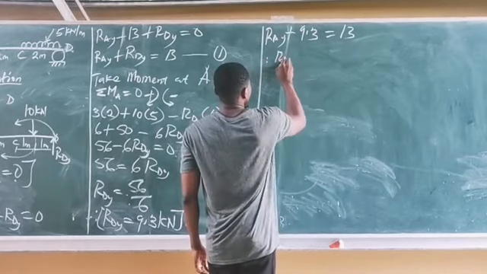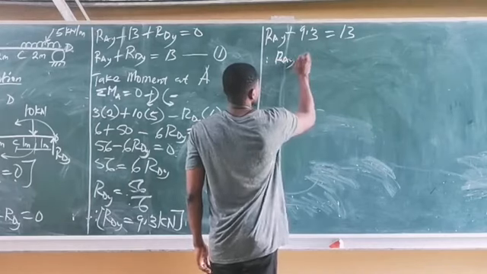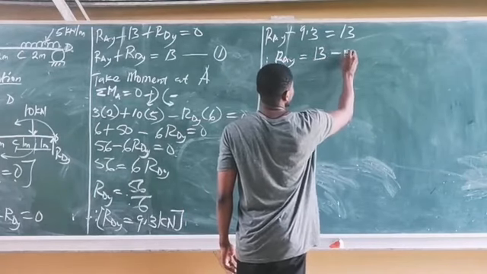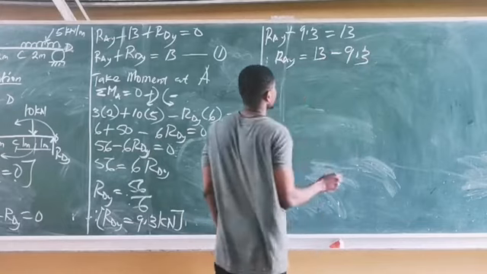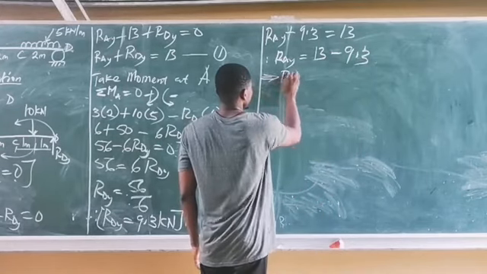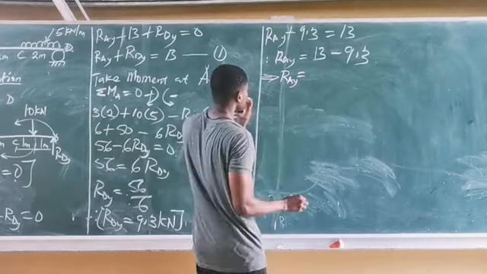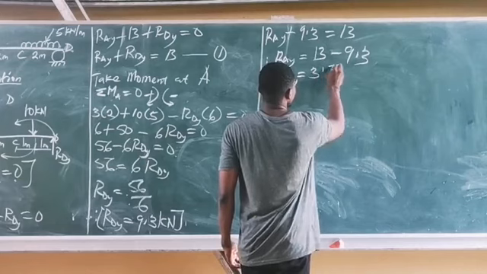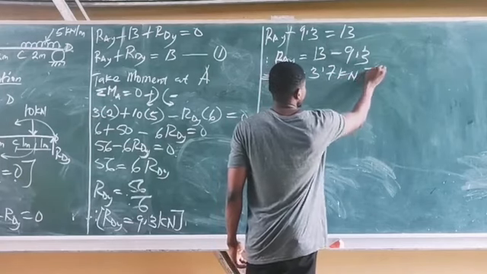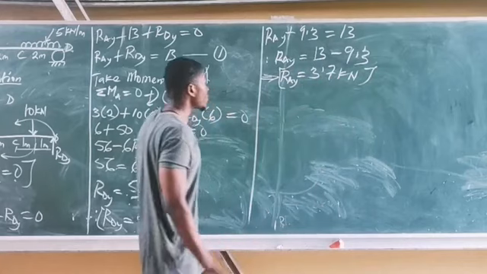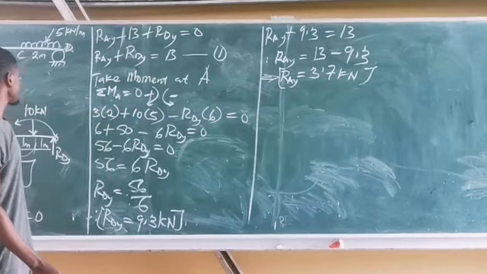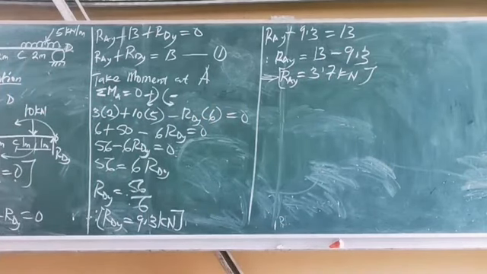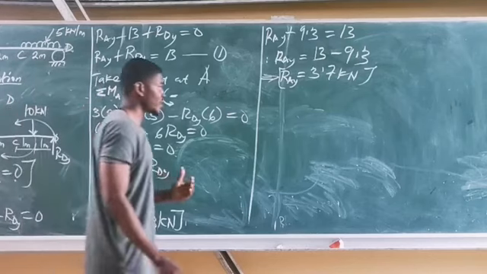Therefore, RAY is equal to 13 minus 9.3. So this simply implies that RAY is equal to 13 minus 9.3, which is 3.7 kilonewtons. Alright. So having obtained the values of the reactions, I said we now bring back the beam. We bring back the beam the way it is and then place in the values of the reactions so we can do our shear force analysis.